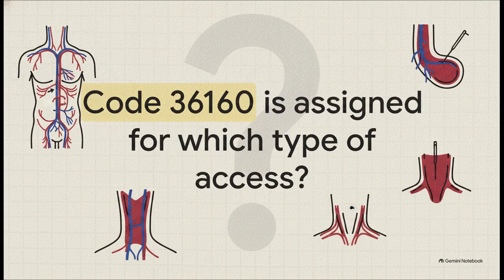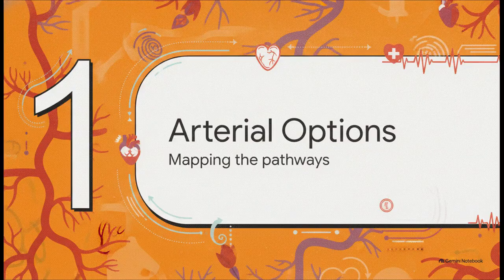Okay, let's dive right into this. Here is the exact multiple choice question pulled straight from our source material. It asks, code 36160 is assigned for which type of catheter access? And we've got 4 distinct options here. A, femoral artery approach to the aorta. B, translumbar aortic access. C, direct carotid artery stick. Or D, upper extremity artery access. Now, to get the right answer here, we really can't just guess. We need to physically map out what each of these options actually means for a real patient lying on the operating table. Section 1. Mapping the arterial options.